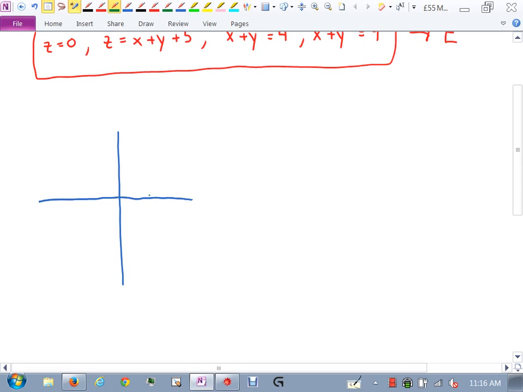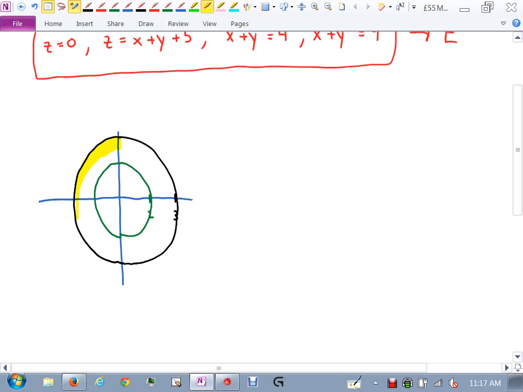I know that the one cylinder comes in, has a radius of 2, the other one has a radius of 3. So I have an inner circle. Not the best circles I've ever drawn. And so the shadow on the ground is all of this, right?